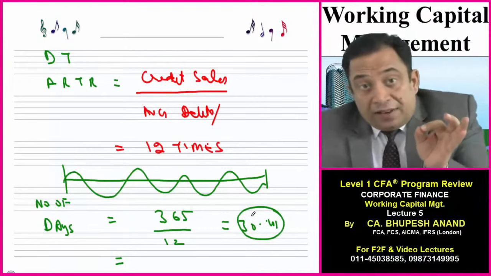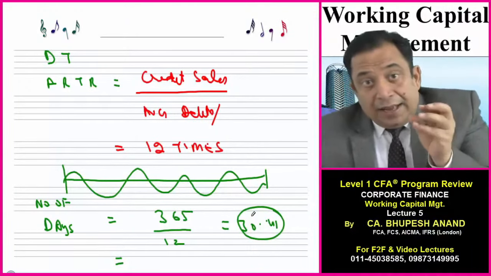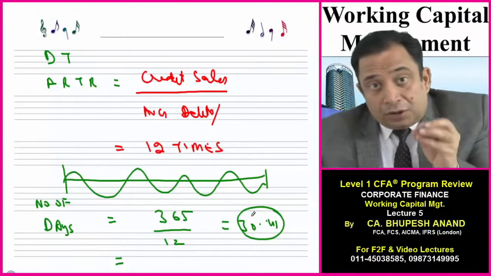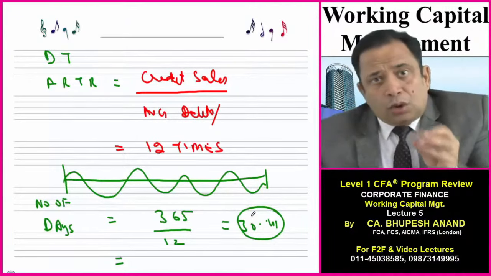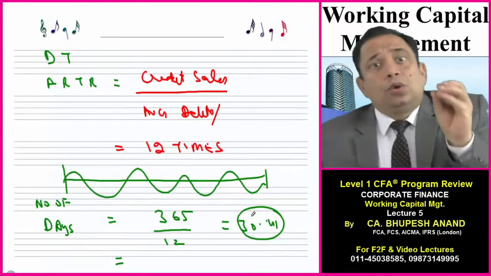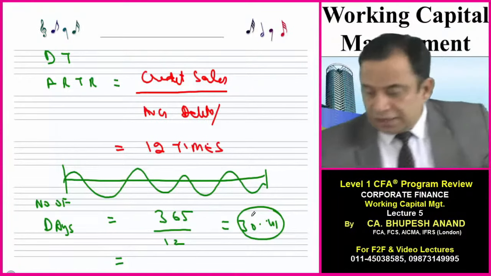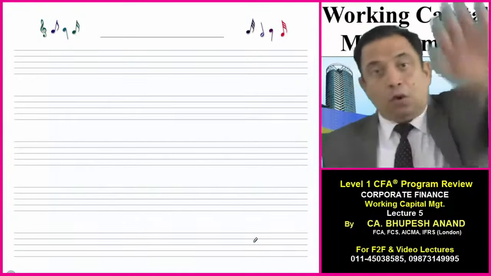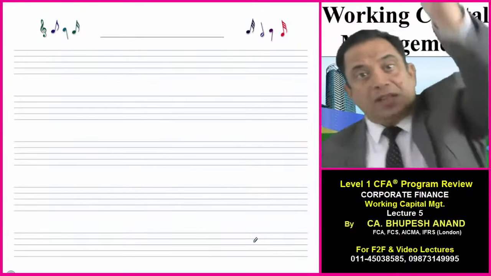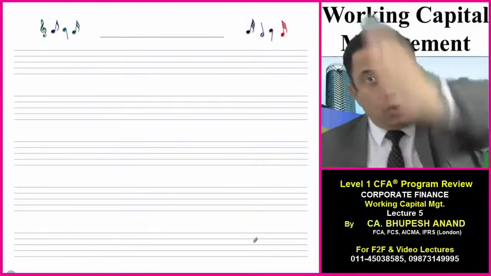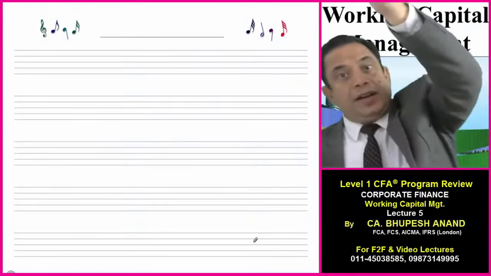It means on an average, the collection period of debtors or accounts receivable throughout the year is 30.41 days, or I can say within 30.41 days my old debtors will pay and my new debtors will be created. Again, my old debtors will pay and new debtors will be created.